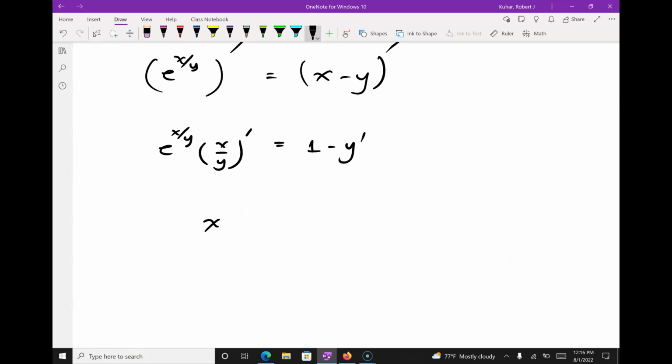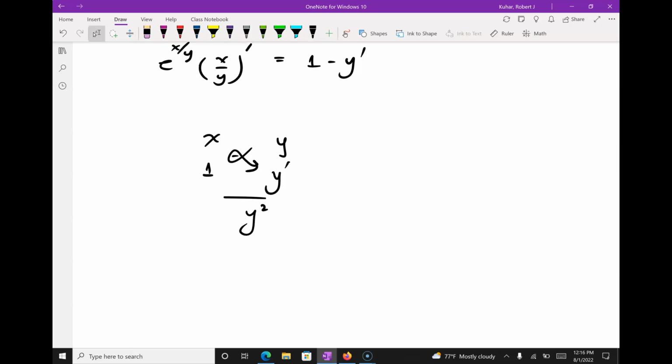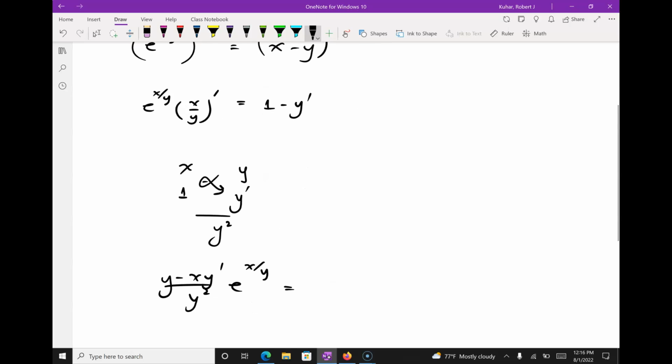First function is x, derivative is 1. Second function is y, derivative is y prime. And because I'm doing the quotient rule, I need a y squared. So I get y minus xy prime over y squared times e to the x over y equals 1 minus y prime.